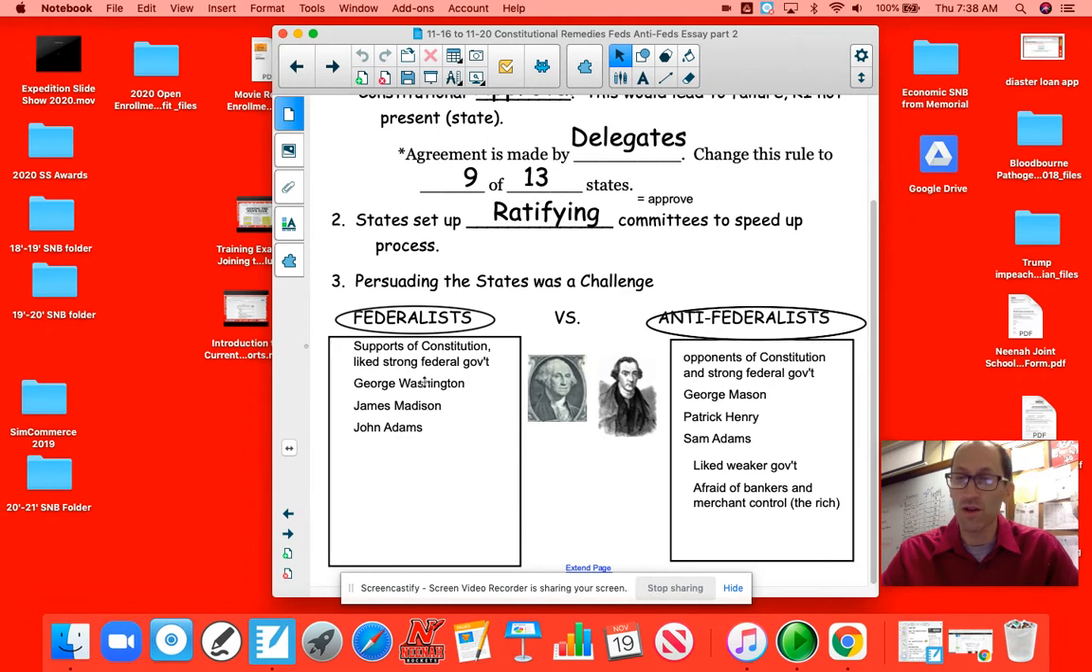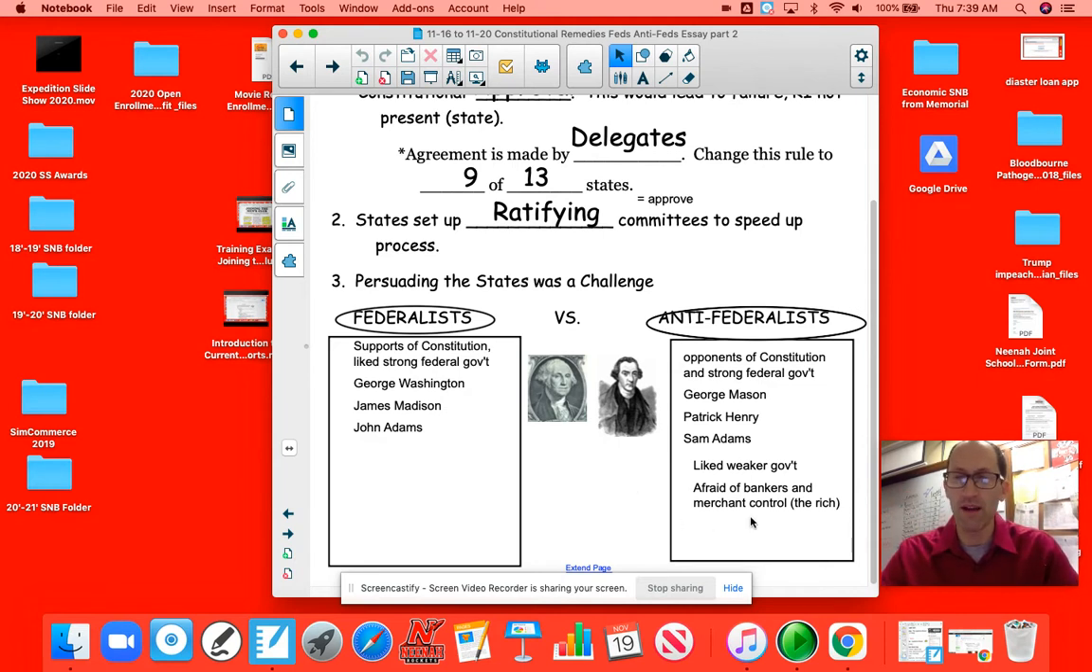The Federalists were George Washington, Alexander Hamilton, James Madison, and John Adams. I may have said that wrong. And the opponents were guys like George Mason, Patrick Henry, pictured here, and Sam Adams. The Anti-Federalists liked weaker, smaller government, more control for the states.